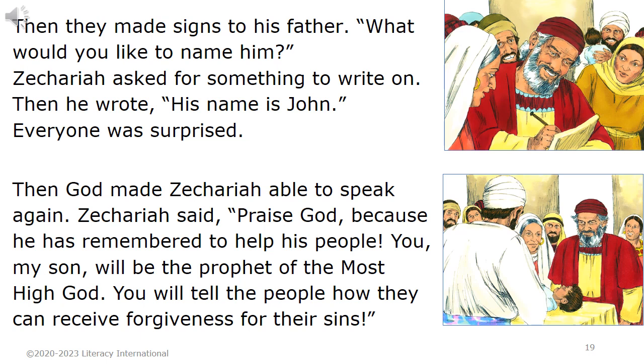Then they made signs to his father, "What would you like to name him?" Zechariah asked for something to write on. Then he wrote, "His name is John." Everyone was surprised. Then God made Zechariah able to speak again. Zechariah said, "Praise God, because he has remembered to help his people. You, my son, will be the prophet of the Most High God. You will tell the people how they can receive forgiveness for their sins."